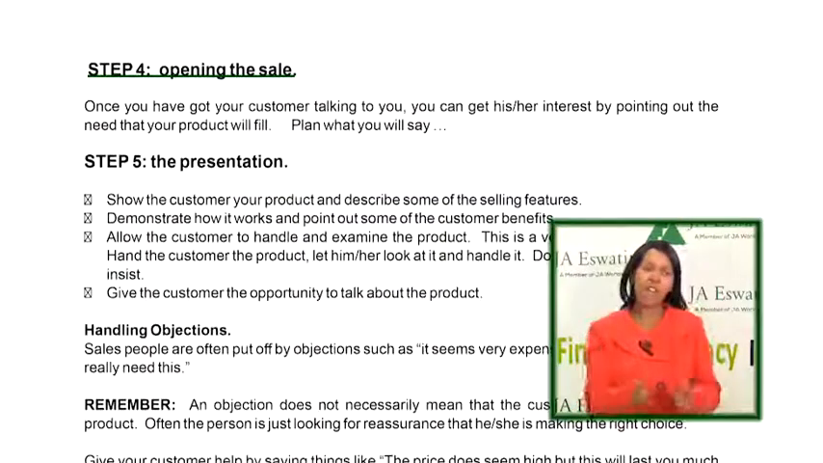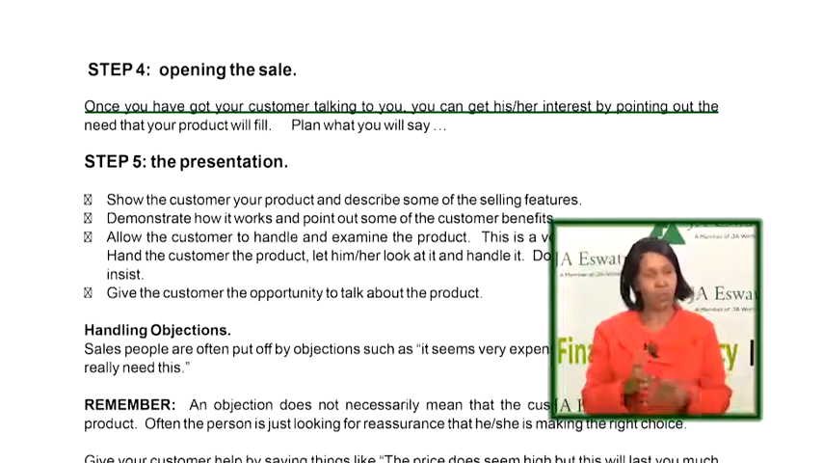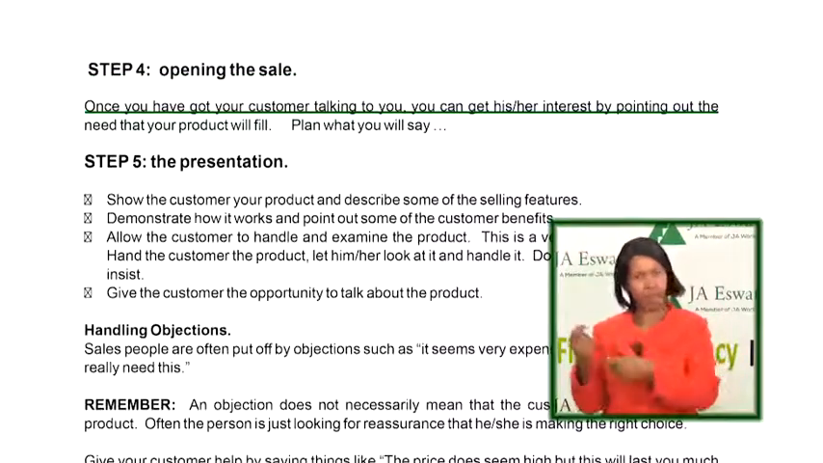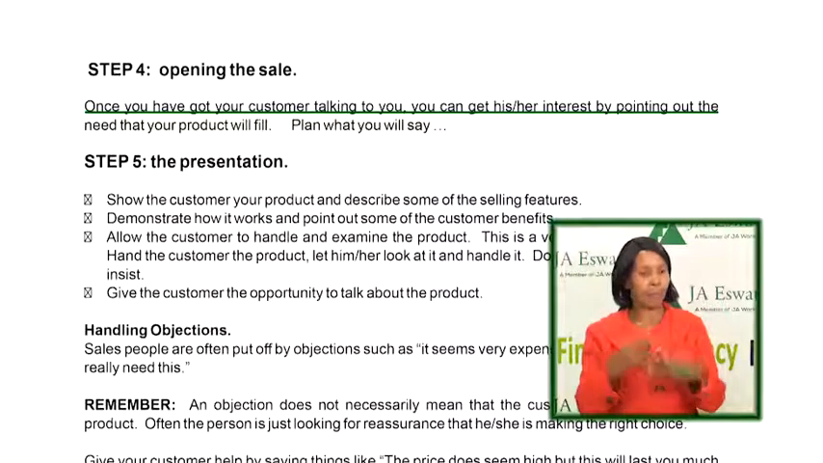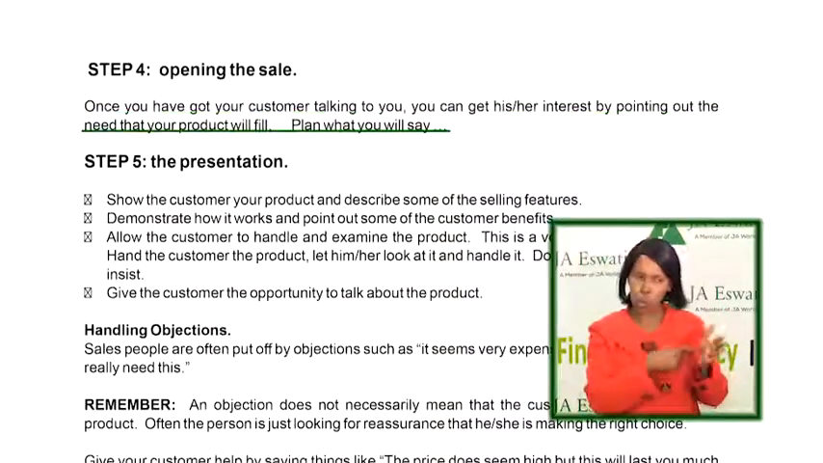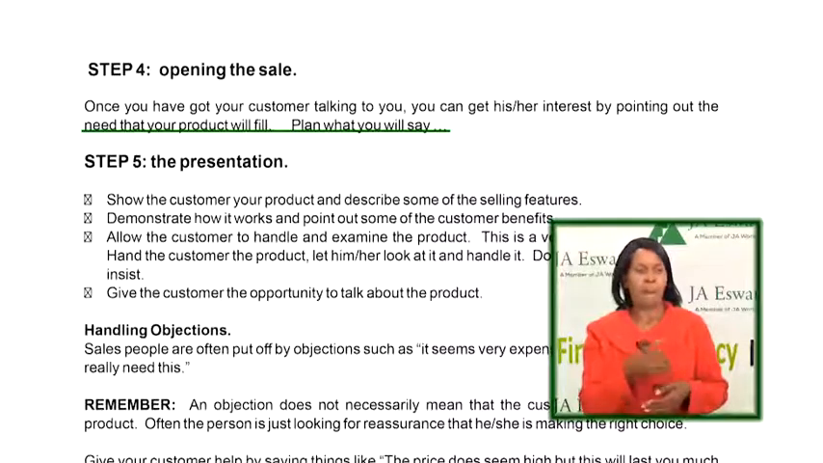Then number 4, opening the sale. Once you have got your customer talking to you, you can get his or her interest by pointing out the need that your product will fill. So you need to plan what you're going to say so that you're able to convince your customer.